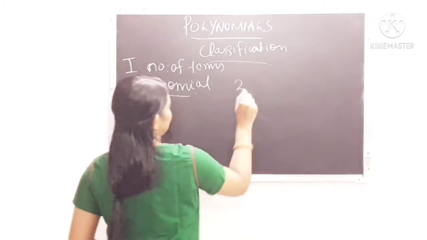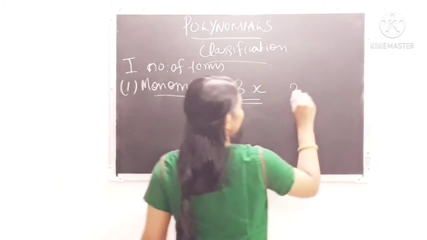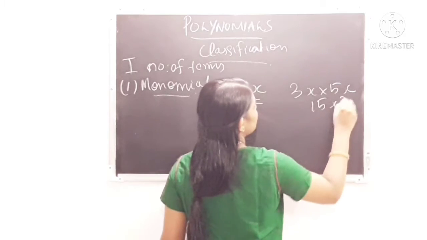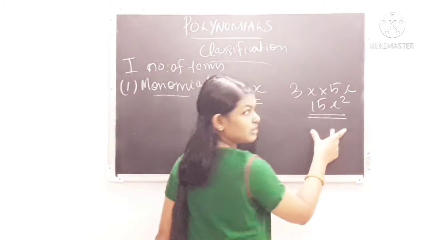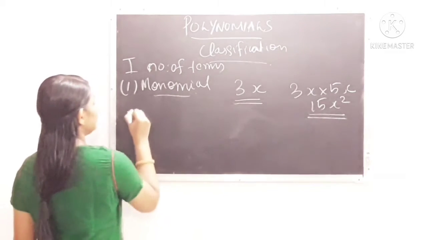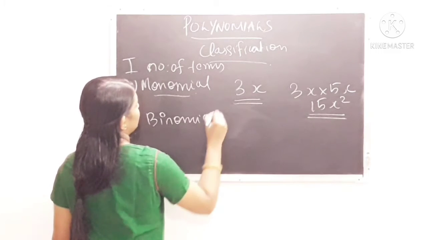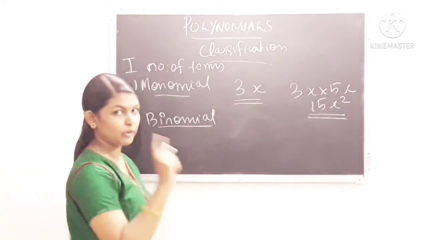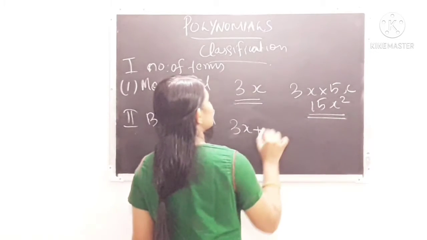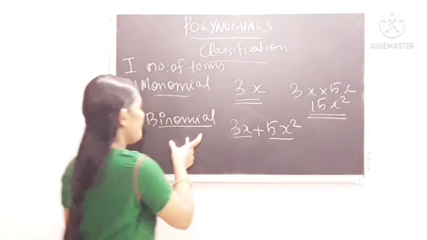For example, 3x. It consists of only one term, therefore it is included under monomial. And 3x into 5x can be written as 15 into x square, which means it is a single term, so it can also be included under the category monomial. The second one is binomial. A polynomial is said to be binomial if it consists of two terms. For example, 3x plus 5x square. It consists of two terms, so it is included under binomial.